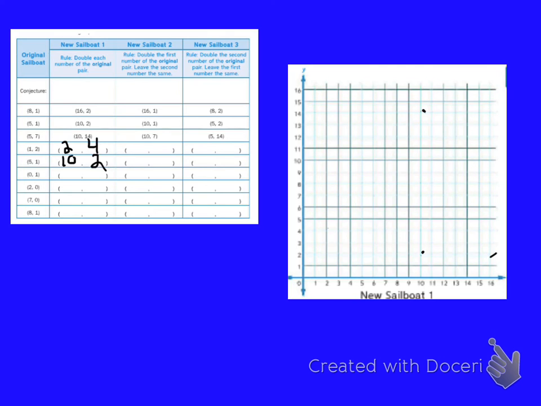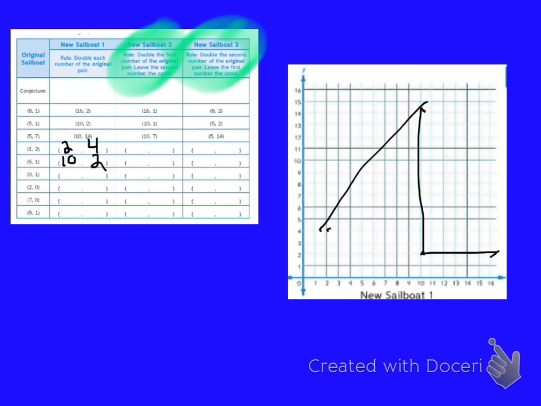Okay, once you get these done, again, you're going to connect them in the order that you drew them to create a picture. Okay, but you have to do all of the dots. And then you will do the same for sailboat 2 and sailboat 3. Good luck on your assessment.